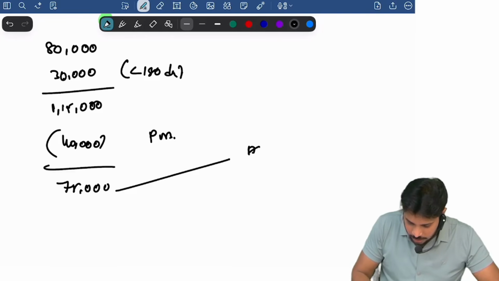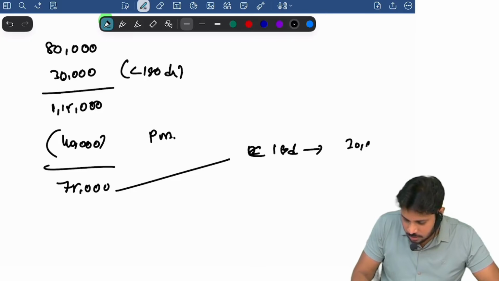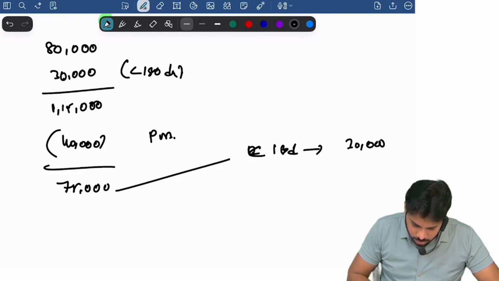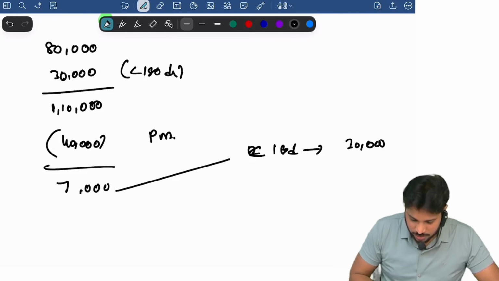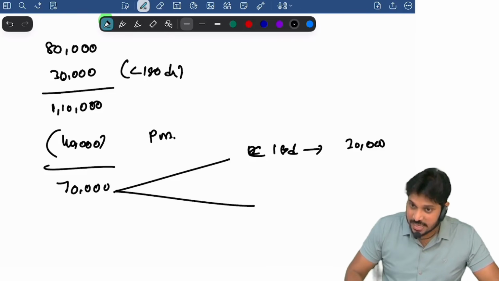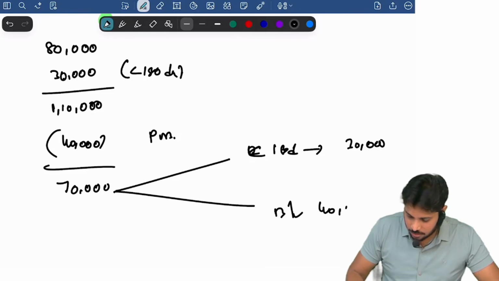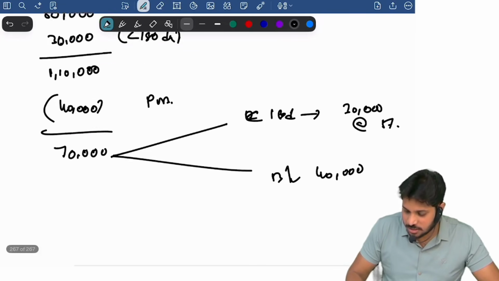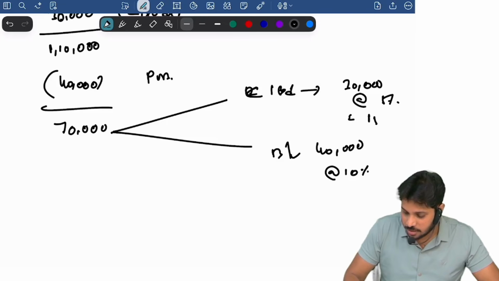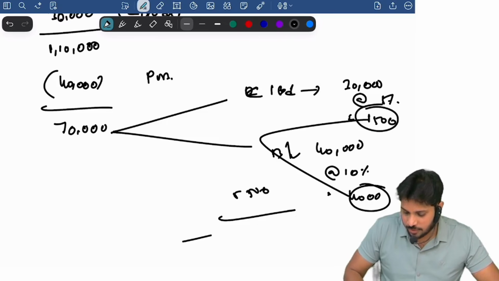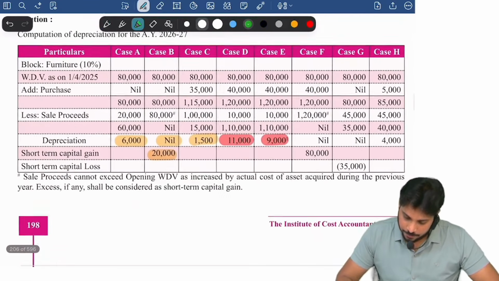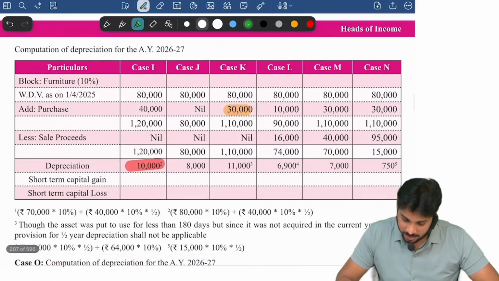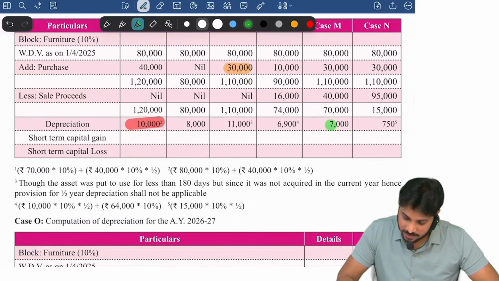75,000. Now in that, less than 180 days, how much is it? 1 lakh 10, minus 40, sorry, 70, correct? Now, less than 180 is 30. Balancing figure 40. This is depreciable at 5%, this is depreciable at 10%. Here it is 1,500, here it is 4,000. Therefore, total depreciation 5,500. What is the answer given? Which number? Case number K? M. Case number M. They gave 7,000.